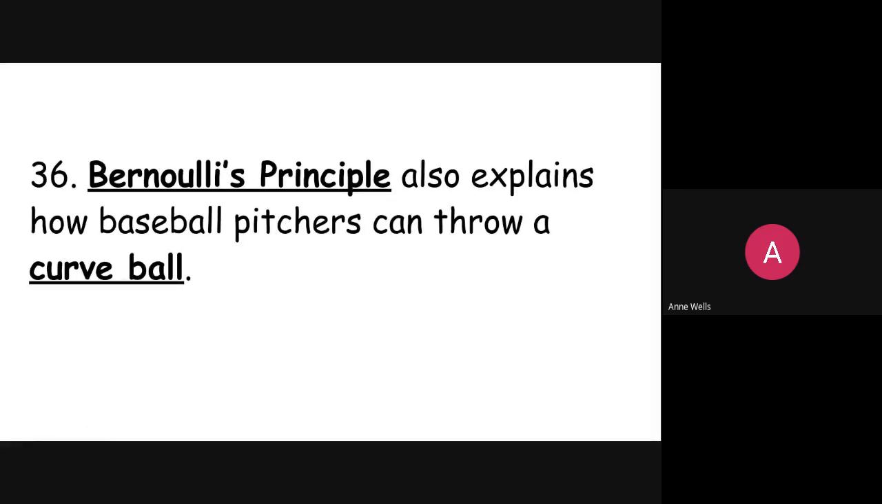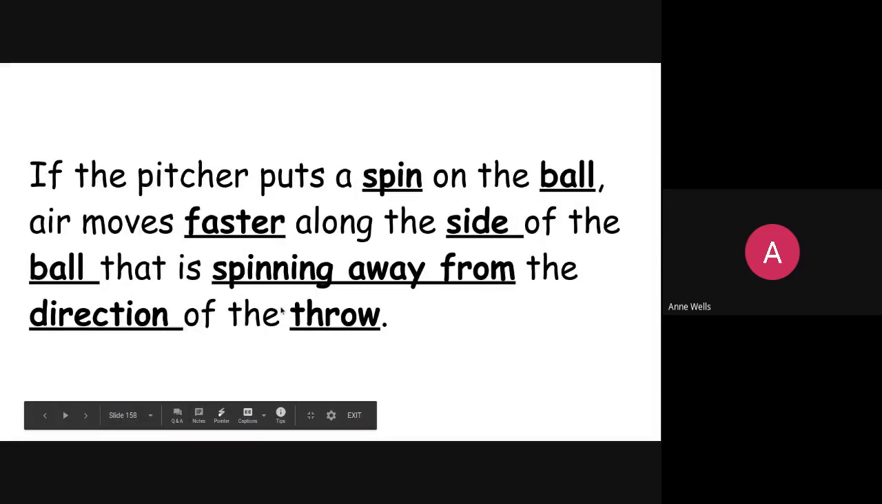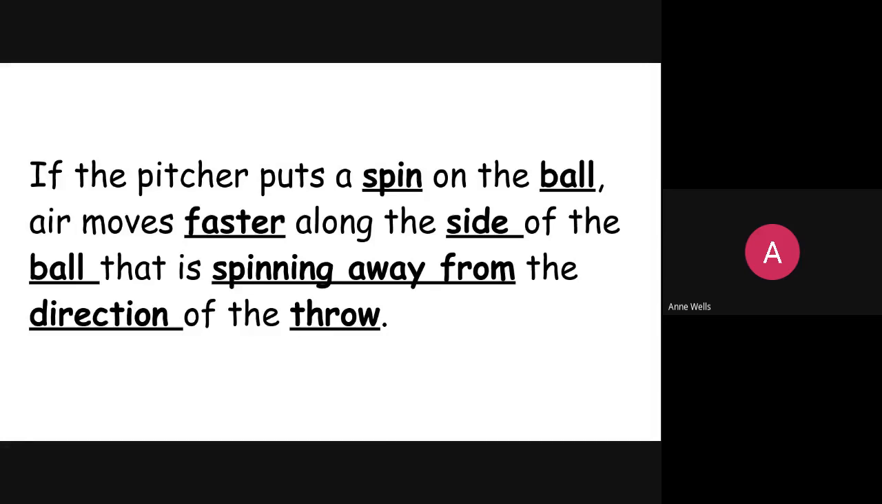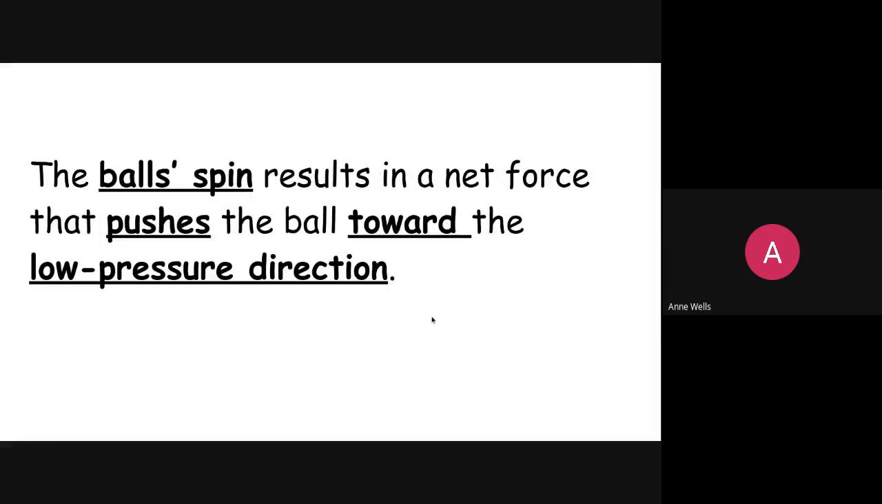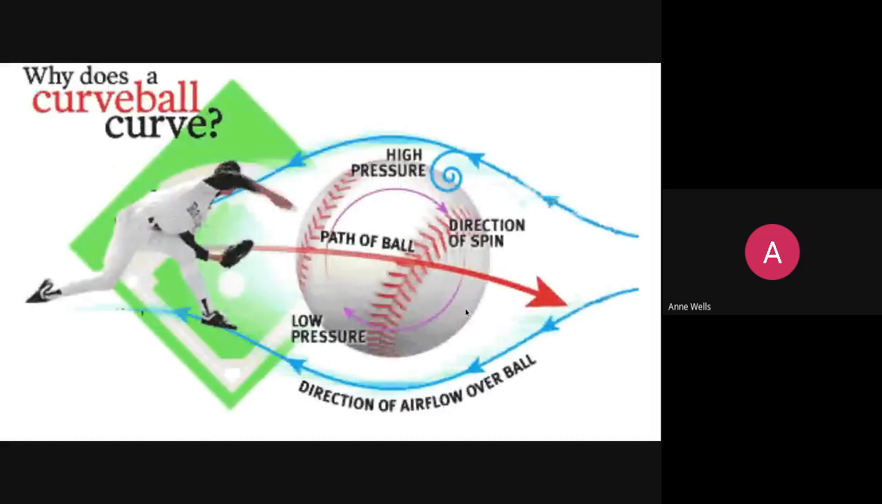Bernoulli's principle also explains how baseball pitchers can throw a curveball. If the pitcher puts a spin on the ball, air moves faster along the side of the ball that is spinning away from the direction of the throw. The ball's spin results in a net force that pushes the ball toward the low pressure direction. This causes the ball to curve. So if you're interested in baseball, that's pretty cool.